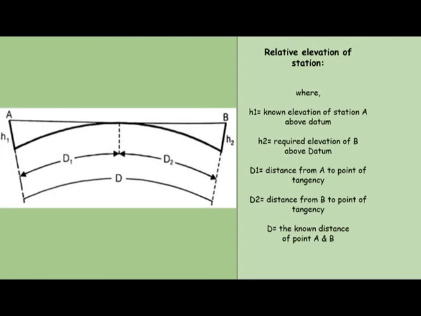Next is the relative elevation of the station. H1 is known as the elevation of station A above the datum. H2 is the elevation of B above the datum. D1 is the distance from A to the point of tangency. D2 is the distance from B to the point of tangency. And the whole D is known as the distance between A and B.